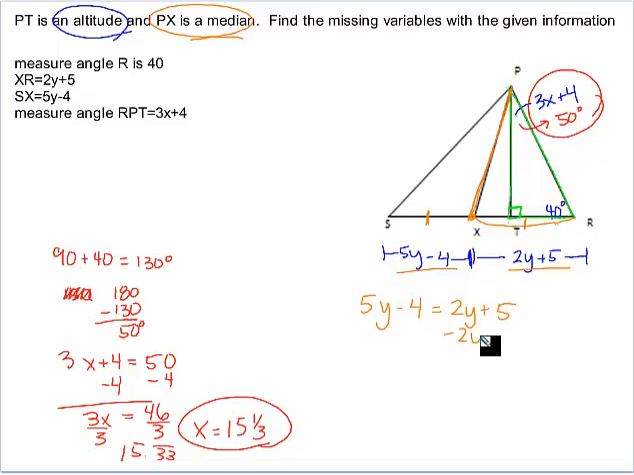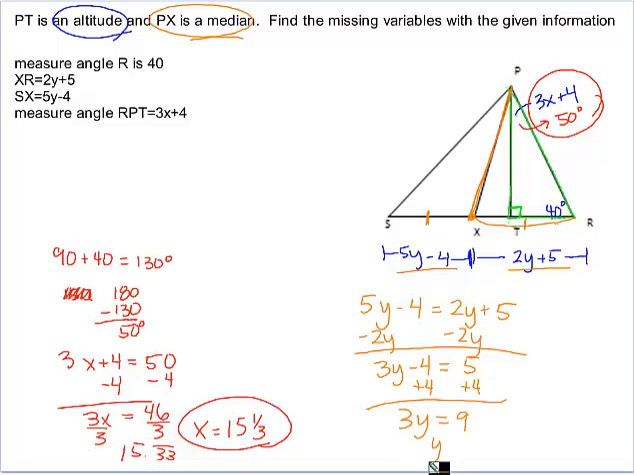Solve for y. So subtract 2y. So we get 3y minus 4 is equal to 5. Add 4. So 3y is equal to 9. Divide by 3. So y is equal to 3. So there we solved for both x and y, our two missing variables.